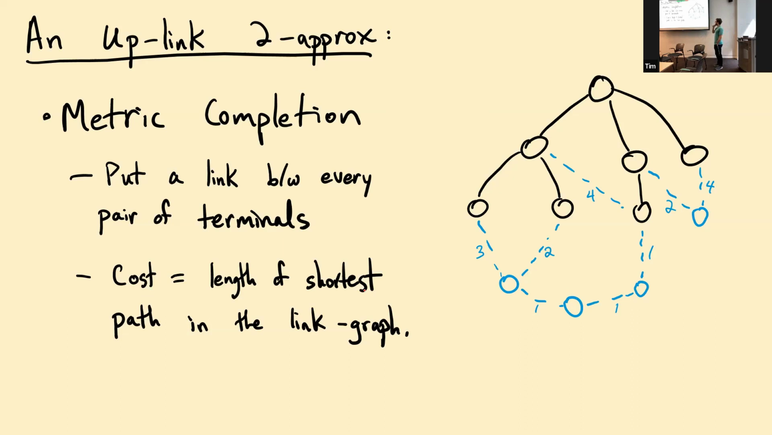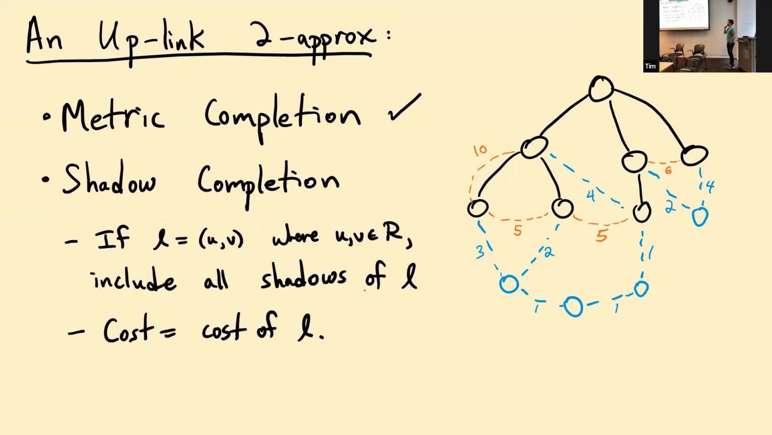What do I mean by this? I will assume that there exists a link between every pair of terminals. If there's no link between a pair of terminals, I will add a link with cost equal to the cost of the shortest path in the link graph, so not using edges in the tree. You can assume that those exist, because if I ever take one of these, I can instead take the path, and this will cost as much. So we assume that metric completion has been done.